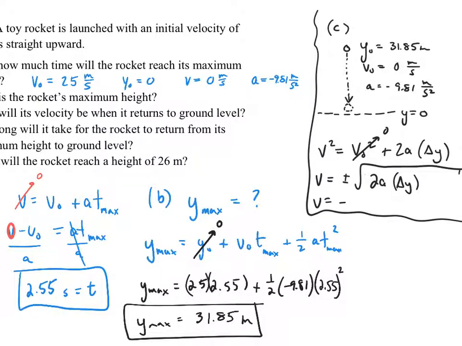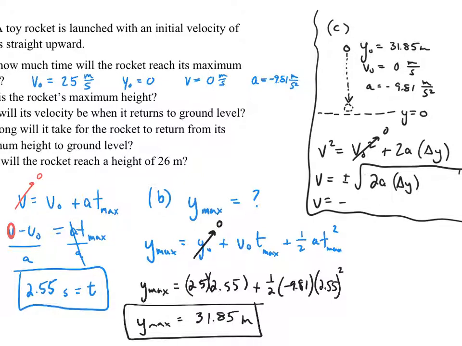Would the delta y be negative? Y minus y0, right? It would be 0 minus 31.85. So yes, it would be negative. You're going to get an error, a non-real answer, if you don't make your y negative, because it's delta, it's changing from top to bottom. What do we get as a number when we take the square root?